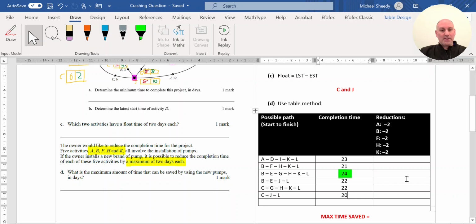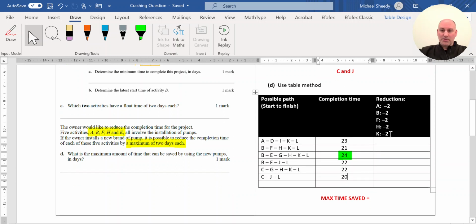Now we consider our reductions. So reading the question again, we're allowed to reduce activities A, B, F, H, and K, and each of those can be reduced by a maximum of 2 days each. So the third column in the table method should include a list of the activities we are allowed to reduce and the maximum amount that each of them can be reduced by. So they can all be reduced by 2, so I've written a -2 next to each of the activities to indicate they can go down by 2 hours or reduced by 2 hours.